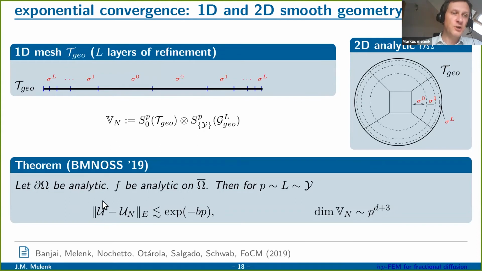Then one can actually show, this is here from this reference, if the geometry is smooth, 1D or analytic, then one can actually show exponential convergence in the polynomial degree, if the polynomial degree is chosen proportional to the number of layers and proportional to the cutoff parameter Y. Okay, so this is exponential convergence in P. If you check what the problem size is, so the Vn, then you find out that it's P to the spatial dimension plus 3. So in 2D, for example, this is P to the 5.